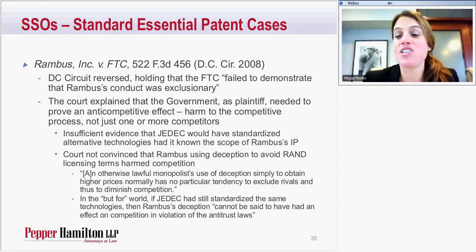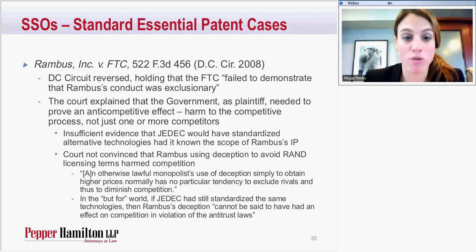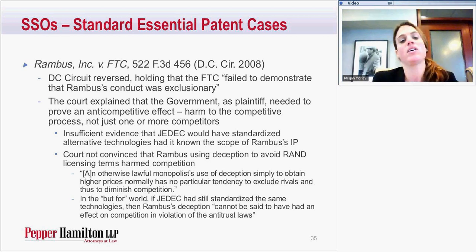Well, the D.C. Circuit disagreed with the commission, and it reversed, and it said that the FTC failed to demonstrate that Rambus's conduct was exclusionary. The court explained that the government needs to prove an anti-competitive effect, which in the antitrust world is a harm to the competitive process or harm to competition, not just one or more competitors. You have to harm competition.